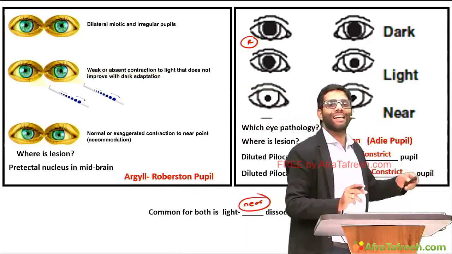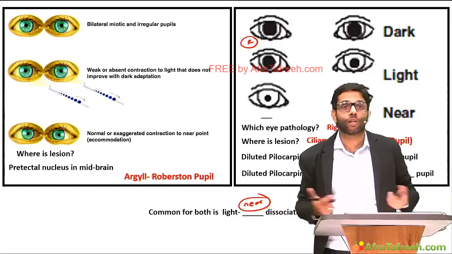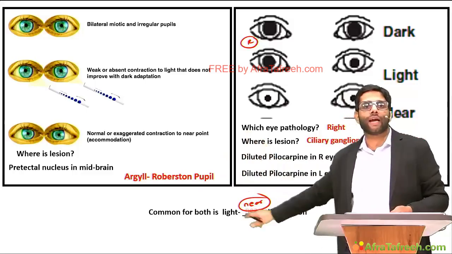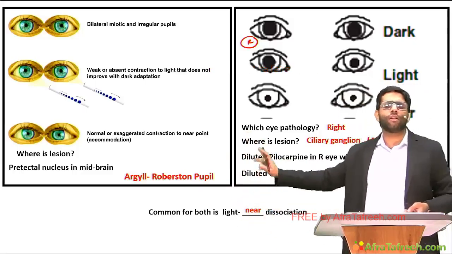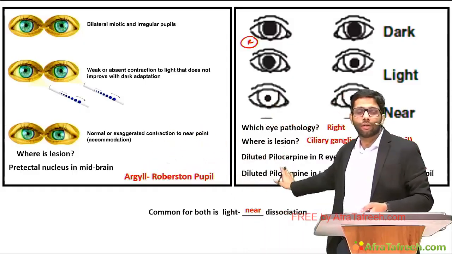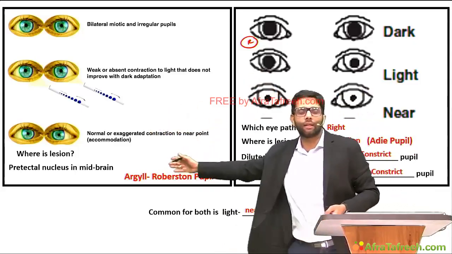Why in Adie's is the near reflex present? We don't know, idiopathic. But now we know accommodation near fibers are spared. That's why there are two examples of light near dissociation. One is Argyll Robertson, one is Adie's. How to differentiate? Bilateral, unilateral. Bilateral miotic, unilateral dilated. Lesion pretectal, lesion ciliary ganglion.